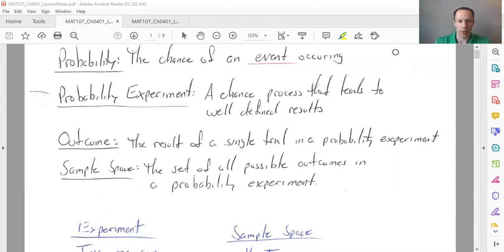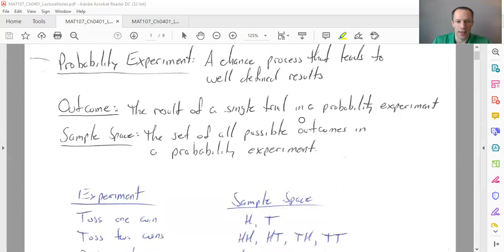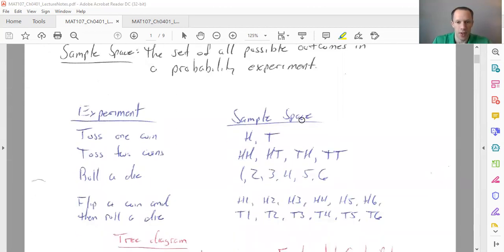Now, the result of our experiment is something that we'll call an outcome. So that's just another name that means the result of the experiment. That's the word that's typically used. Now, the sample space is an important concept when you have a probability experiment. The sample space is going to be the set of all possible outcomes in the experiment. So let's take a look at a couple of probability experiments here and identify their sample spaces.